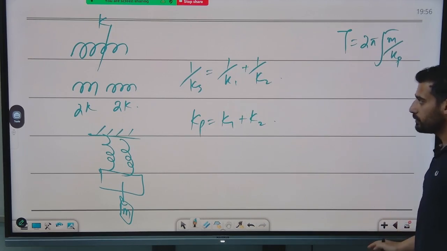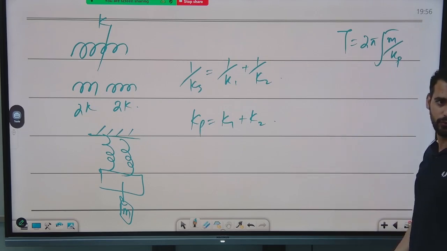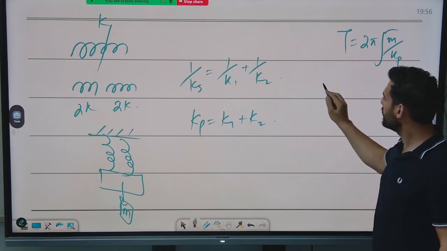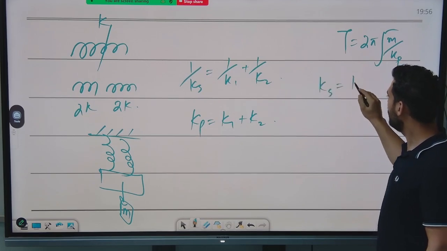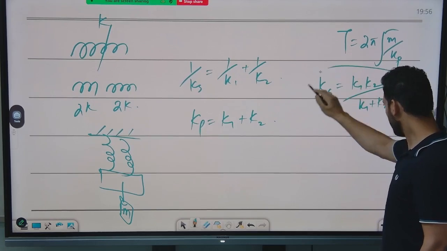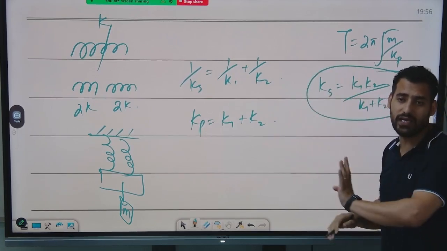That time you can use it here. So that is what I was telling you. If you are able to find k effective, you will be able to find Y effective. I'll give you an example now. For two springs in series, can I say the equation is simply k1 k2 divided by k1 plus k2? Yes. Remember these things. Same applies to wires now.